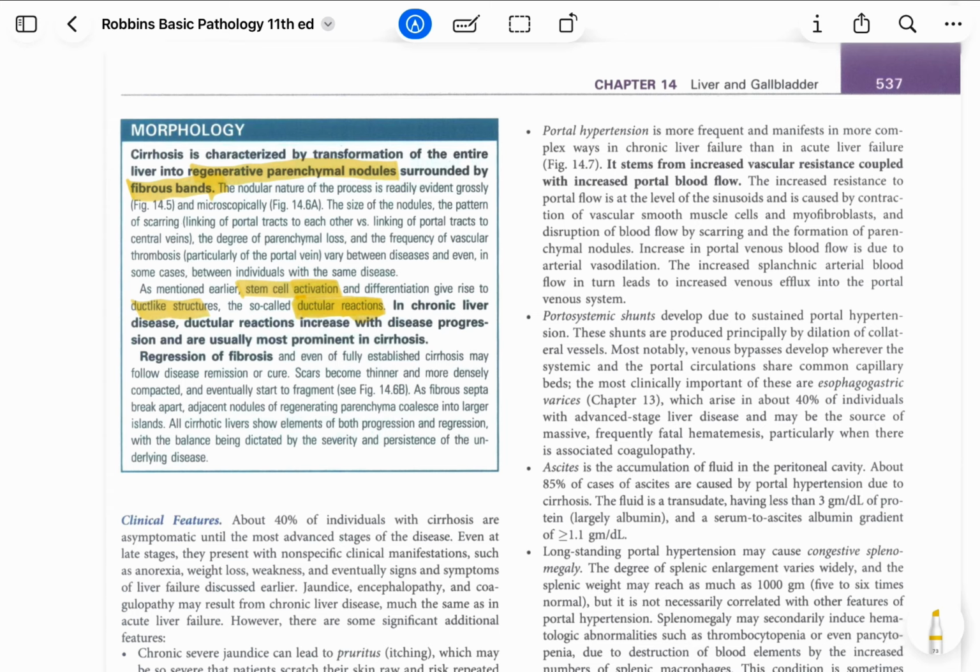In chronic liver disease, these ductular reactions increase with disease progression and are usually most prominent in cirrhosis. Now, regression of fibrosis and even of fully established cirrhosis may follow disease remission or cure. Scars become thinner and more densely compacted and eventually start to fragment. As fibrous septa break apart, adjacent nodules of regenerating parenchyma coalesce into larger islands. All cirrhotic livers show elements of both progression as well as regression, with the balance being dictated by the severity and persistence of the underlying disease.